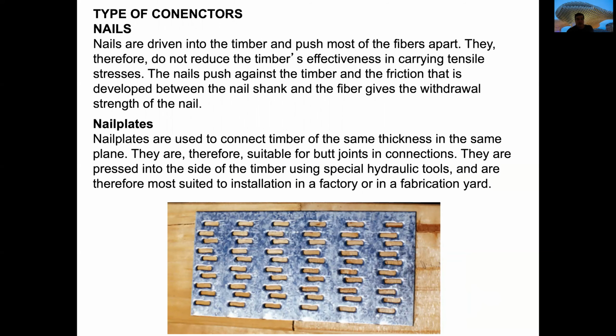There are different materials to make the connections, and we will speak about them now. The types of connectors start with nails, that are very simple, and are driven into the timber. They will push most of the fibers apart, and they will not reduce the timber's effectiveness in carrying tensile stresses. And the nails will create a friction between the two elements that are put together and allow to create a strong connection between them.